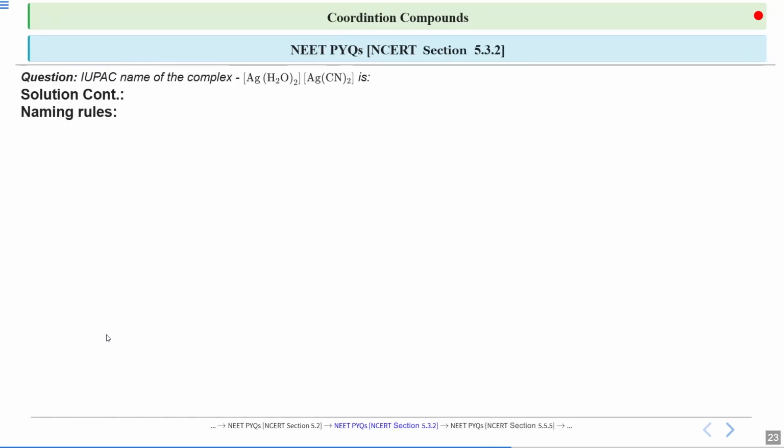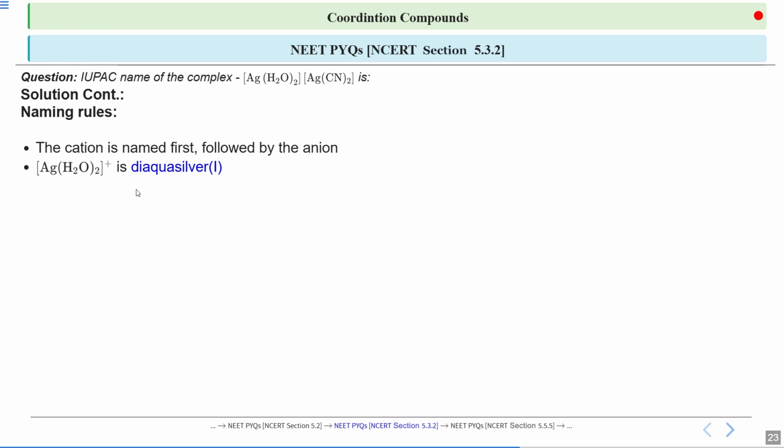Now the naming rules you have to apply. The cation is named first, followed by the anion. So you have to name first the cation part, that is the first complex part, [Ag(H2O)2]⁺. Now you can write it as, first of all, the ligand name with its number. So diaqua silver and its oxidation state in the Roman numeral, I. Okay, diaqua silver(I) first. Then you have to write the anion part, [Ag(CN)2]⁻.